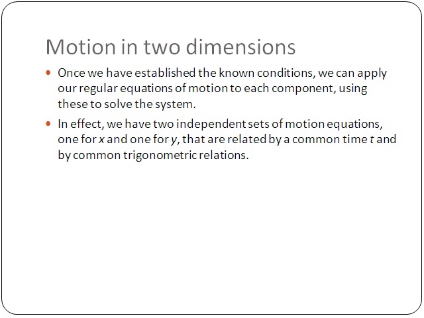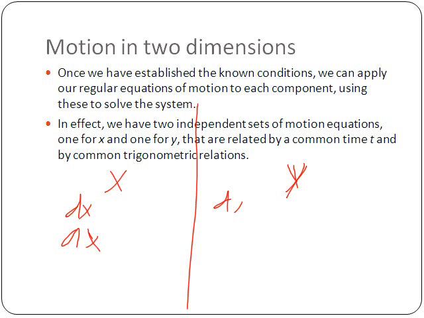So in effect, what we have here is two independent sets of motion equations. We have x's and we have y's. And for the most part, these two are completely left separate. We can do our distance equation, we can do our acceleration equation for this one. So we have a distance x and acceleration x. We can do our distance y, our acceleration equation y for this right here. And for the most part, these two are completely independent of each other.